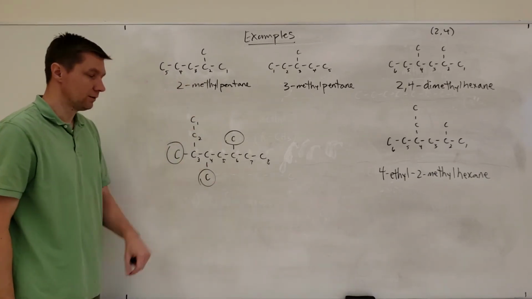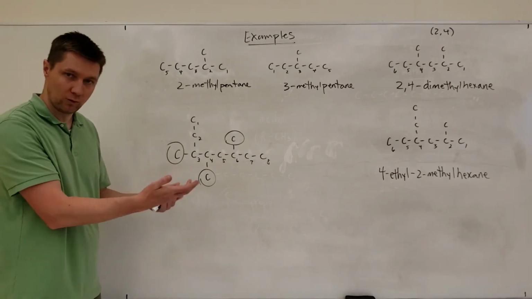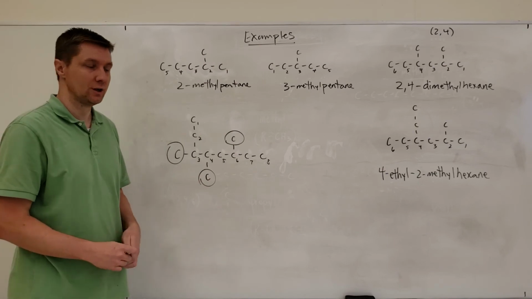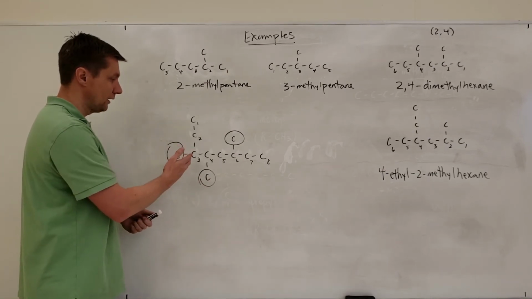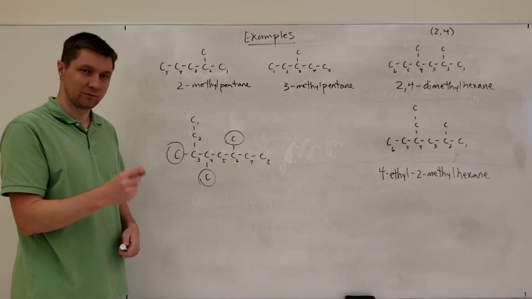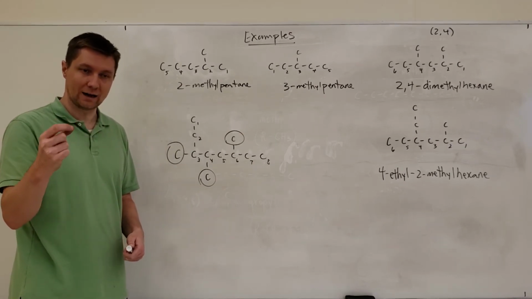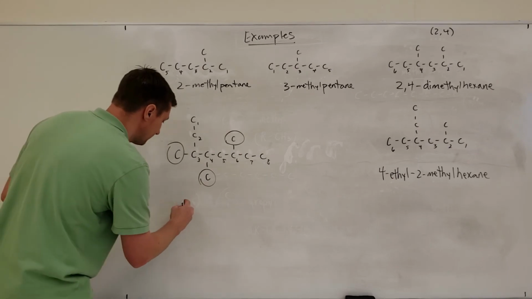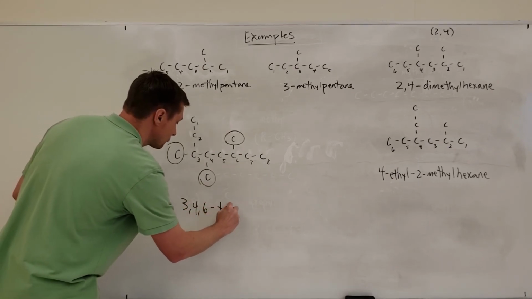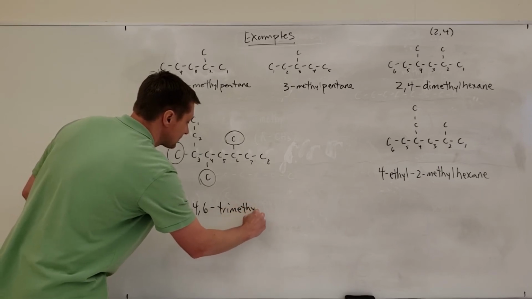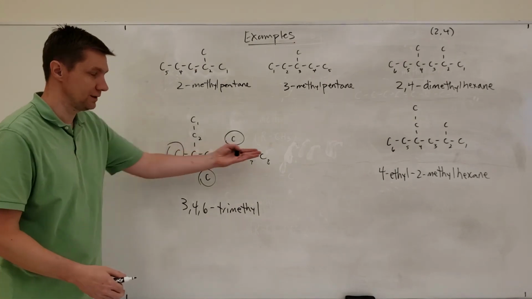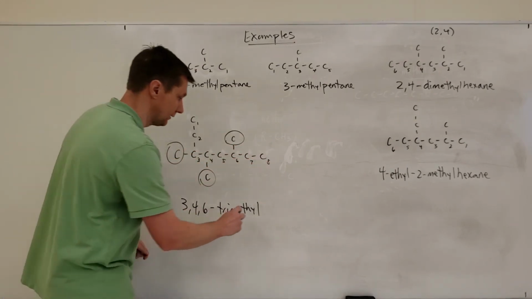Now I want to write the name of this. You can see I've got 3 methyl branches. So instead of, again, going 3-methyl, 4-methyl, 6-methyl, I'm just going to go 3,4,6-trimethyl. And then I write the name of the parent chain at the very end. The parent chain is 8 long, so this is octane.